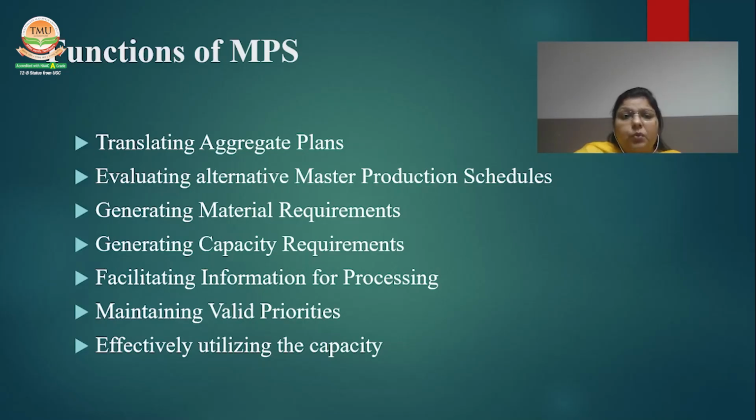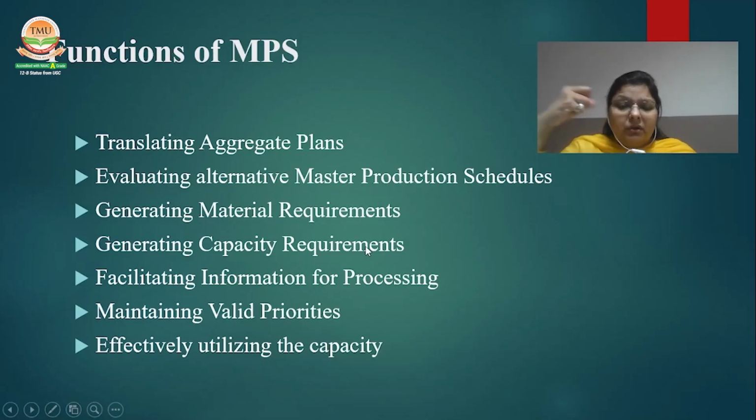What we are doing, we are translating aggregate plans. We need each and every person's involvement in a particular organization. Next is evaluating alternative master production schedules. If the work is not going as per your master production schedule, you have another alternative to achieve this. You can remove this particular process and fix another master production schedule for achieving your targets.